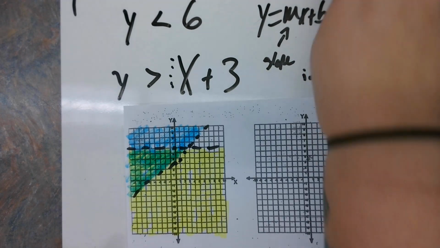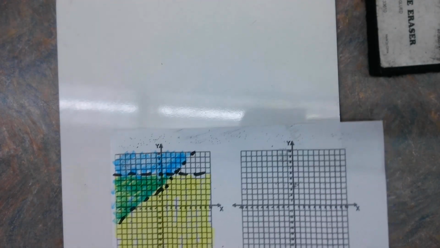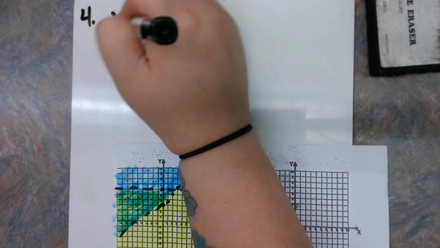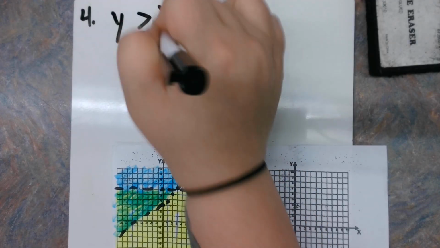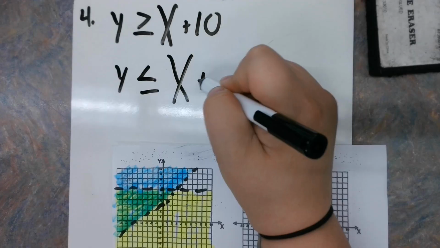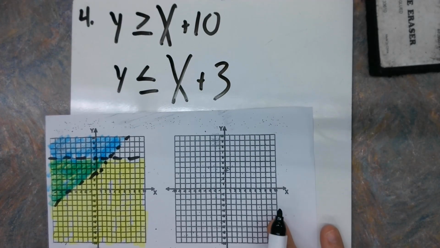Okay? Next up, remember this is page 349, I'm going to try number 4. So number 4, I'm going to write the 2 inequalities so we can see them. Y is greater than or equal to x plus 10, and y is less than or equal to x plus 3. Okay? So I'm working on a new graph now.